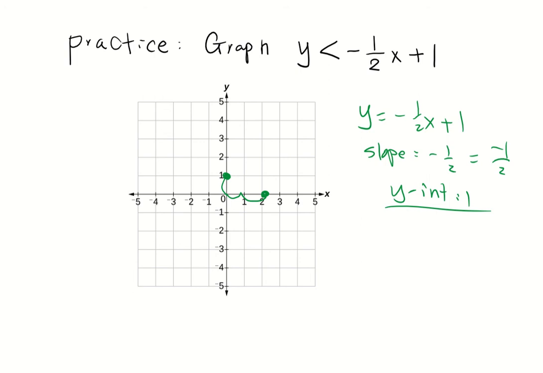Connect the 2 points with a dotted line, because again we're having less than, not less than or equal to. So my dotted line is right here. Then we decide which side to shade. Look at the inequality, it's less than, so that means we'll shade the below half of the plane. So this will be our solution. All the points in the shaded area will be our solution.